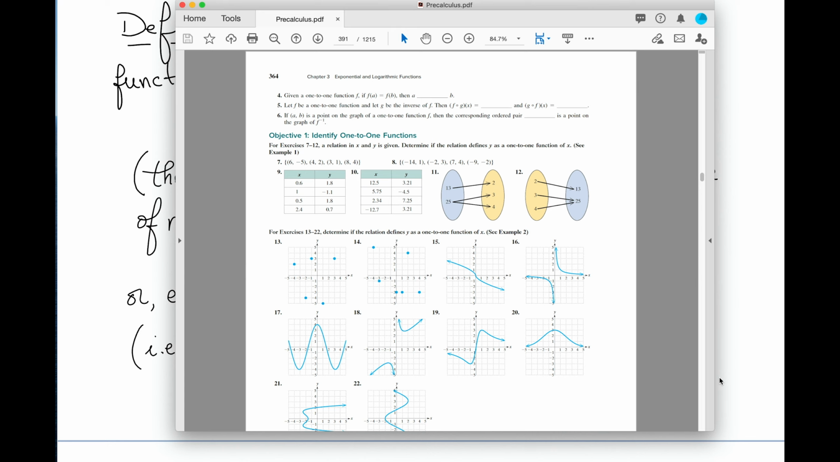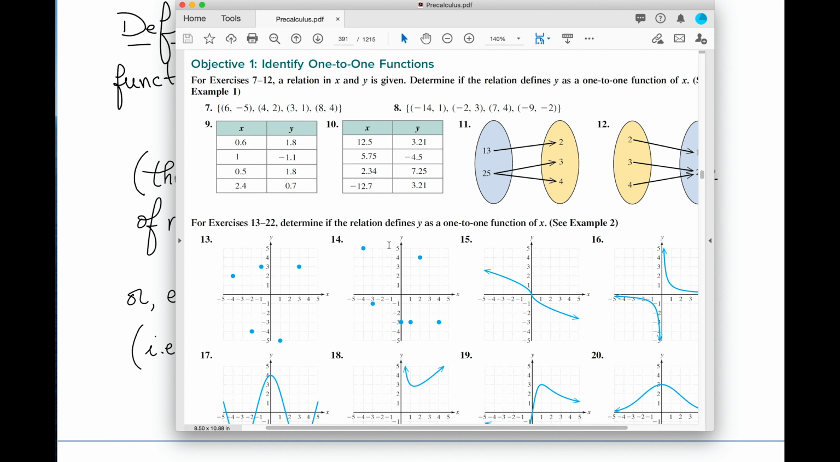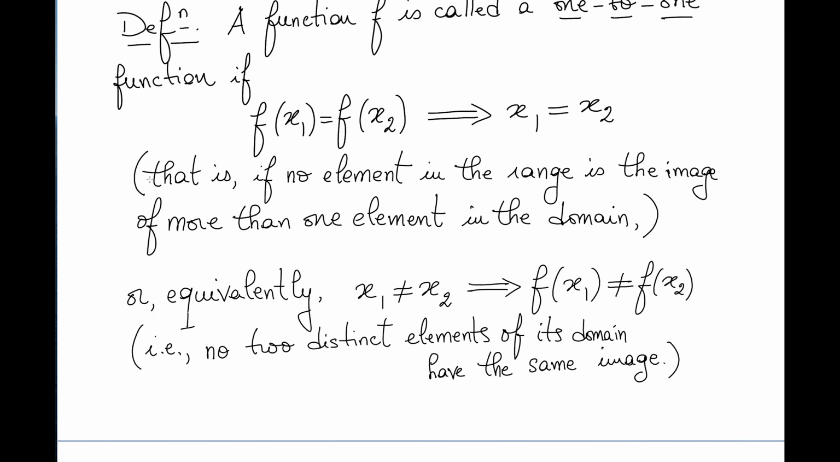Let's go to the book and go to page 364. Let's say number 8. Look at number 8. The question is, identify if this is a one-to-one function. I'm talking about number 8 right there. So remember, the x coordinates are the inputs, the y coordinates are the outputs. And for the function to be one-to-one, it means no y coordinate, no element in the range, is the image of more than one element in the domain, which means no y coordinate is shared by multiple inputs. So let's see.